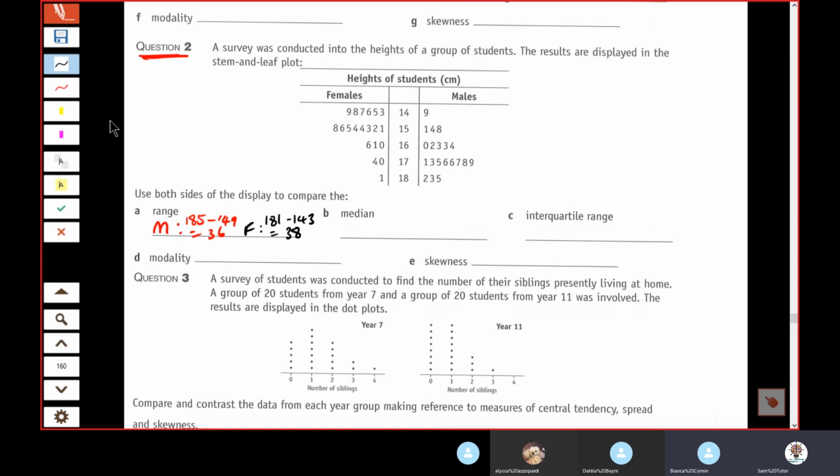Median. Find the median for males. Here we go. Male. Cross out 3. Cross out 1, 2, 3. Cross out 3. Cross out 1, 2, 3. Cross out 3. Cross out 3. Your median is between 171 and 173, which is 172.